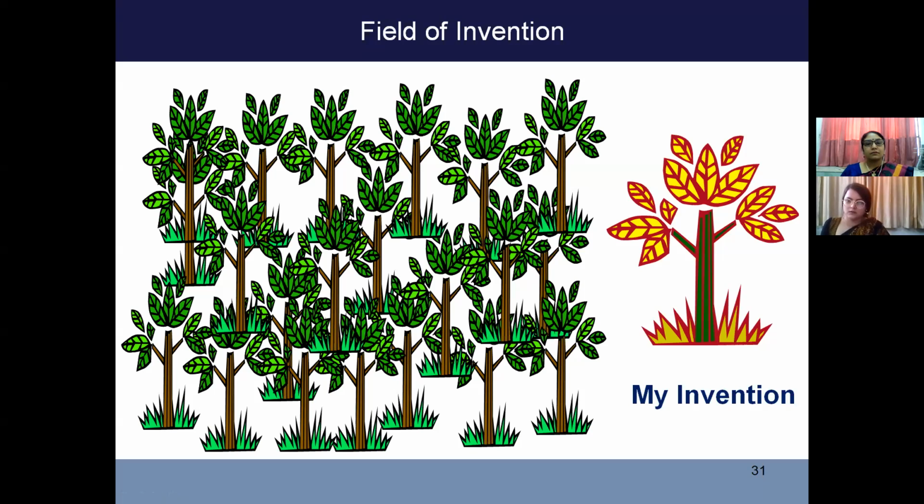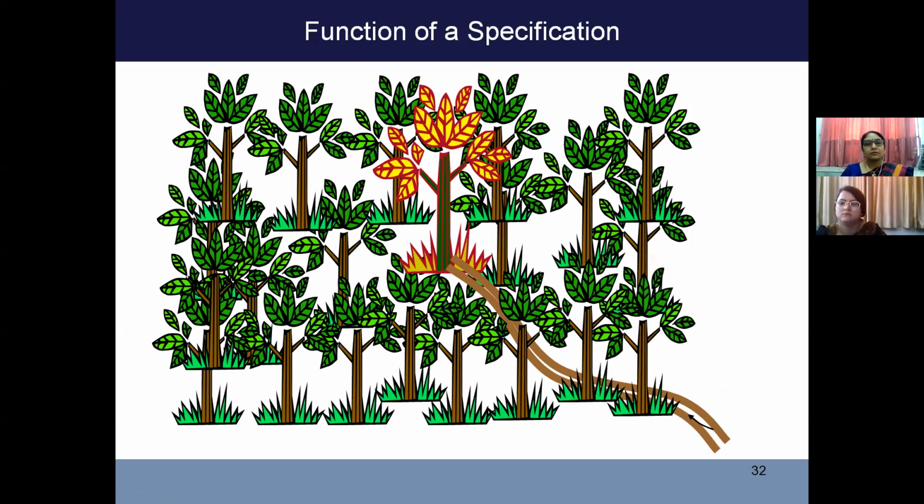This has to be clearly mentioned in the field of the invention. And what is the purpose of the document or specification? Like we prepare a manuscript for a publication, we need to prepare a specification for the patent. Specification provides a path towards your invention. So this is the prior art, this is your invention. The function of the specification is that it provides a path for reaching your invention.